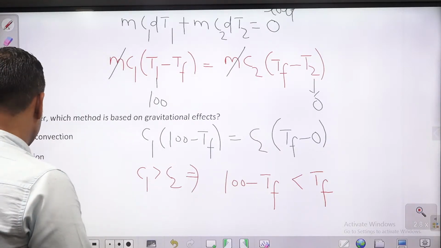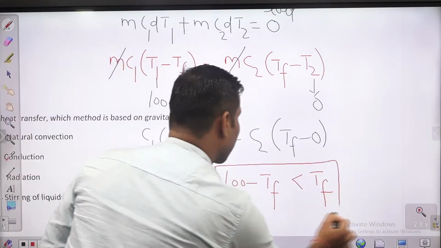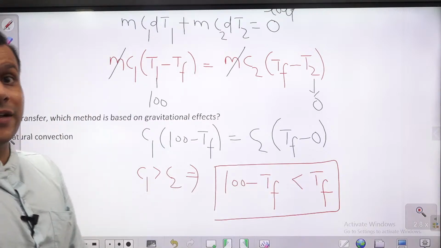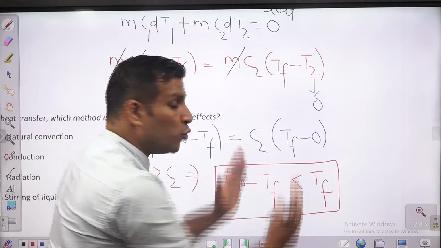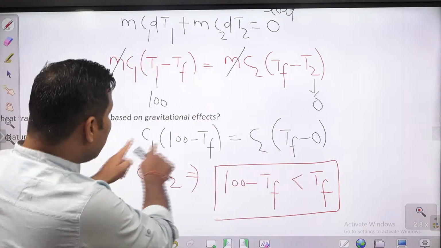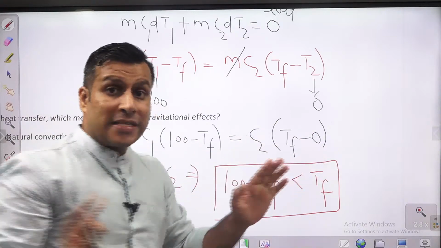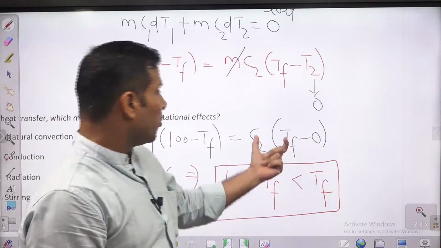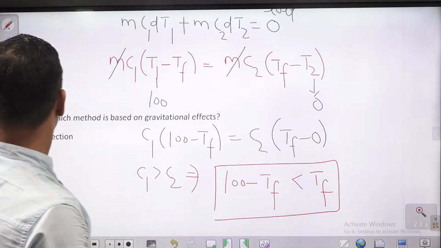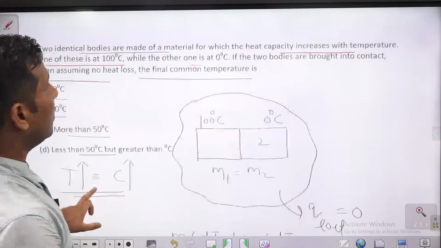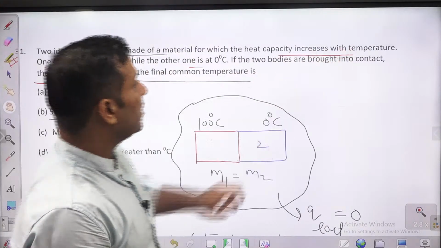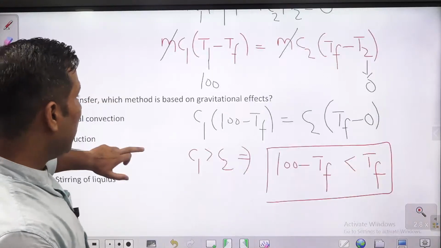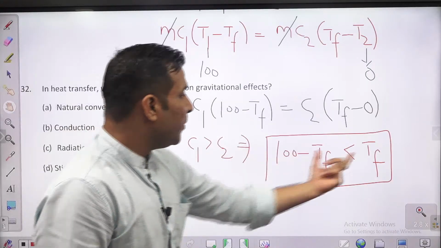Are you getting this, guys? This you need to conclude: 100 minus TF is less than TF. Why? Because the product of two quantities is equal, meaning C1 into this is equal to C2 into this. But C1 is higher. Why? Because the body is at high temperature 100. This body is at low temperature. As he clearly mentioned, the heat capacity increases with the temperature. So C1 is more, and this quantity will be lesser than this.